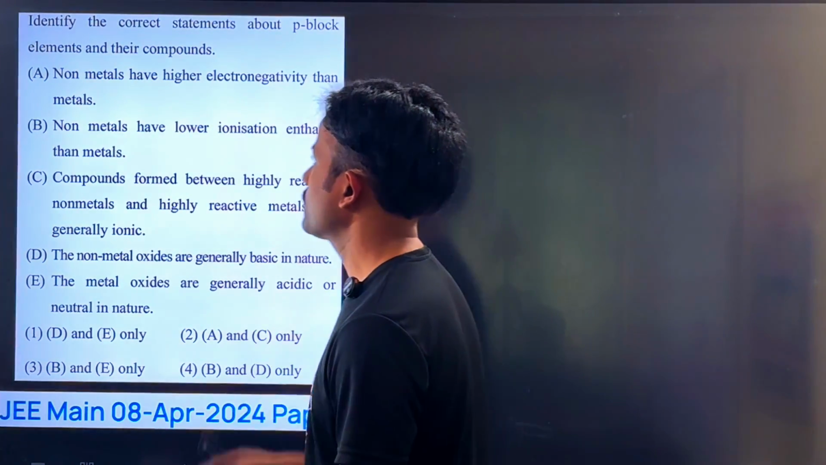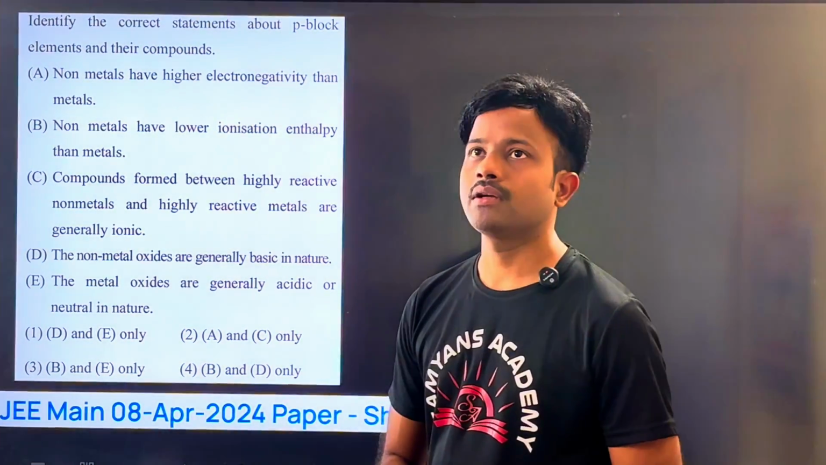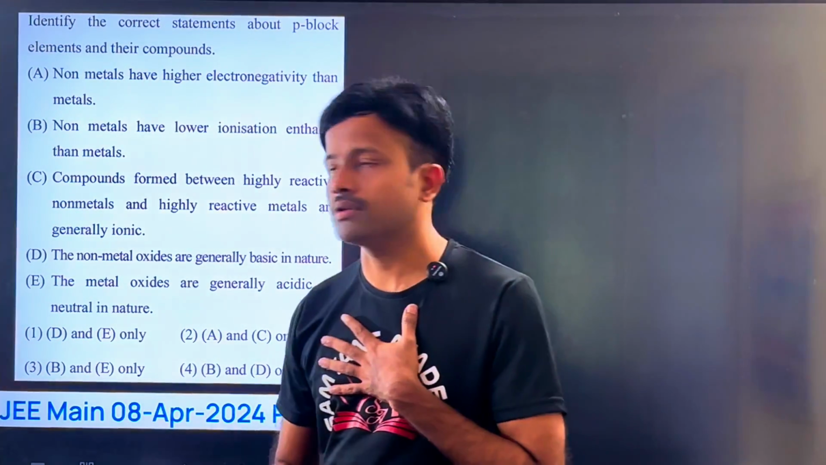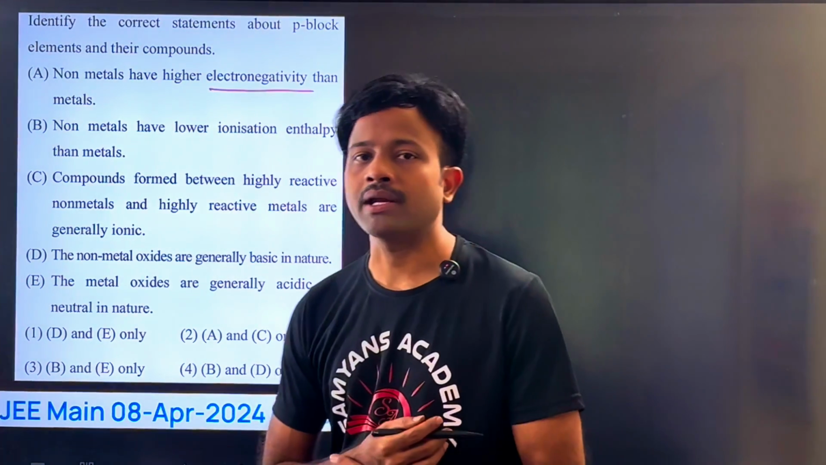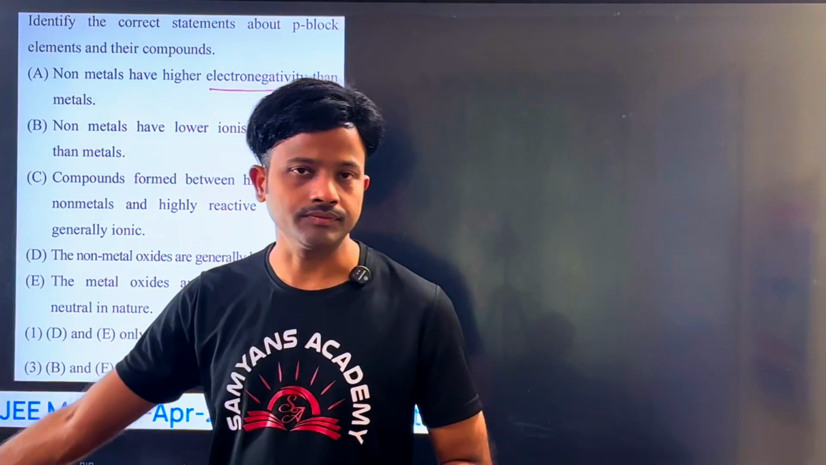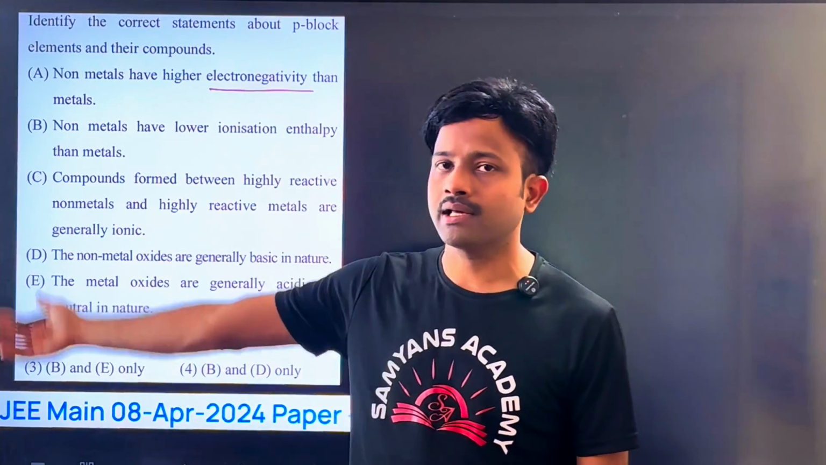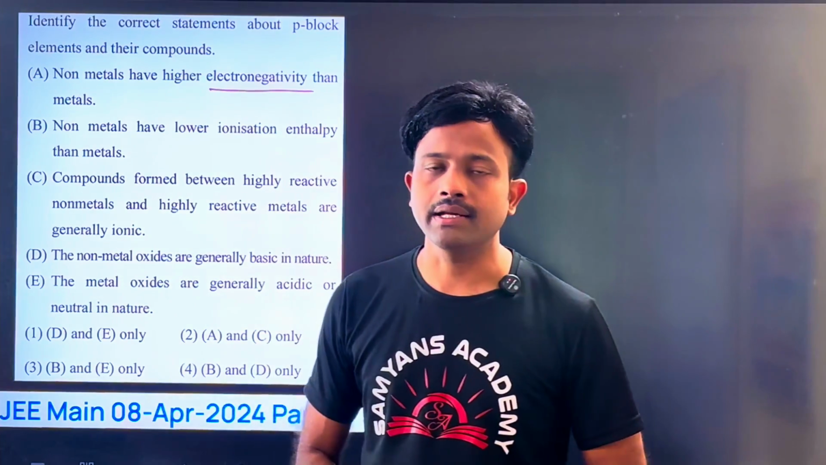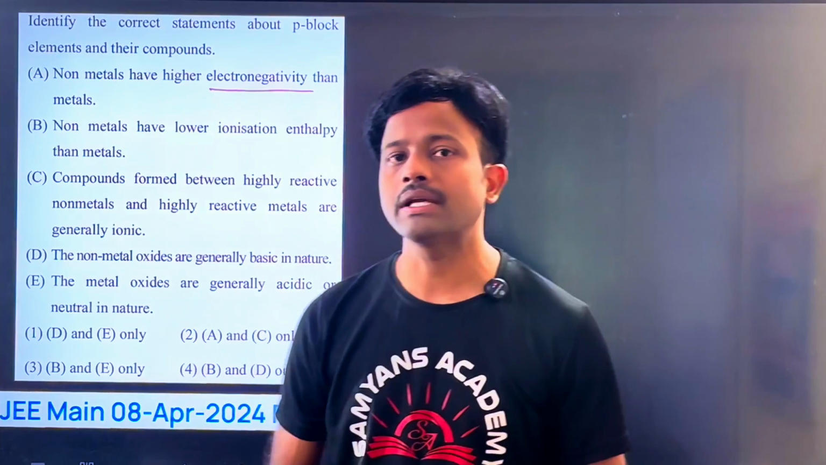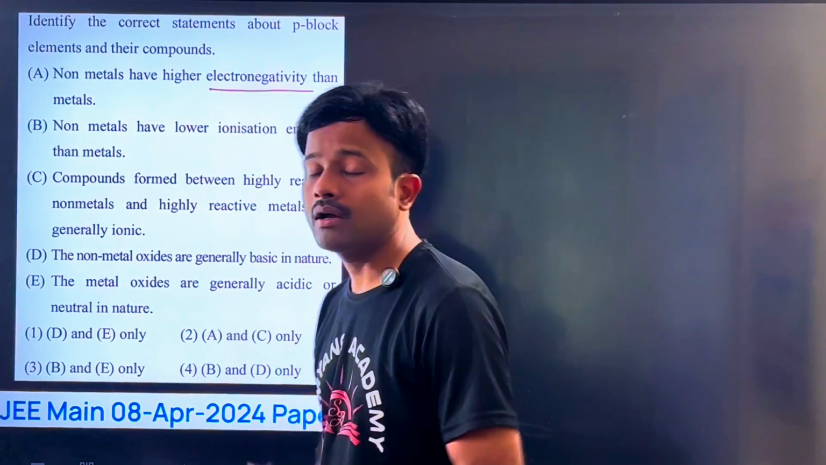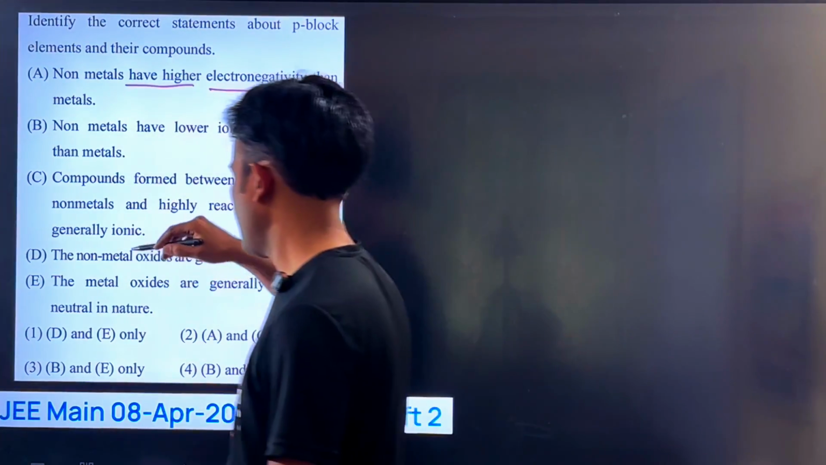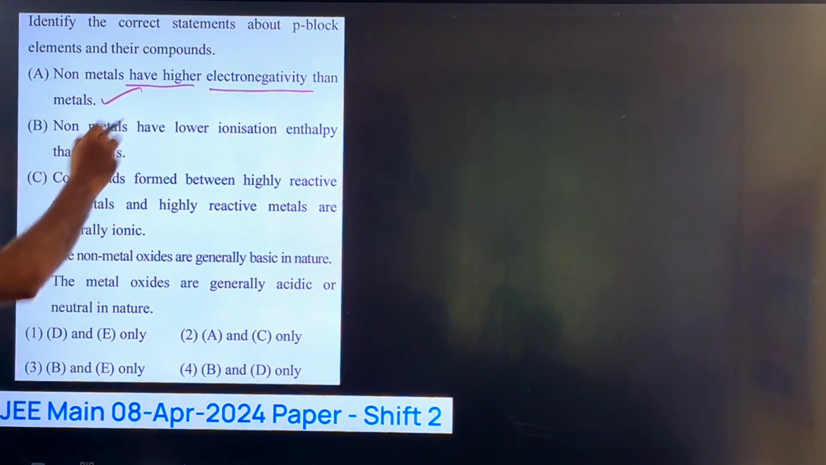Now next question. Identify the correct statement about p block elements and their compounds. Already you know electronegativity: metals have less electronegativity than non-metals. In the periodic table, from right to left, metallic character increases. Down the group, metallic character increases. Across the period, non-metallic character increases due to the decrease in size, and they also have higher electronegativity values. Non-metals have higher electronegativity than metals. Is it clear? Yes, this is right.